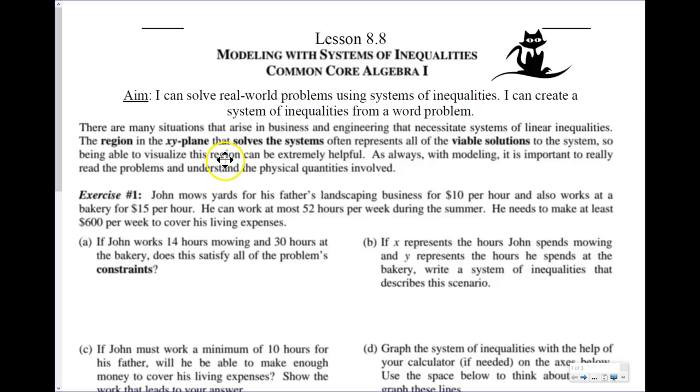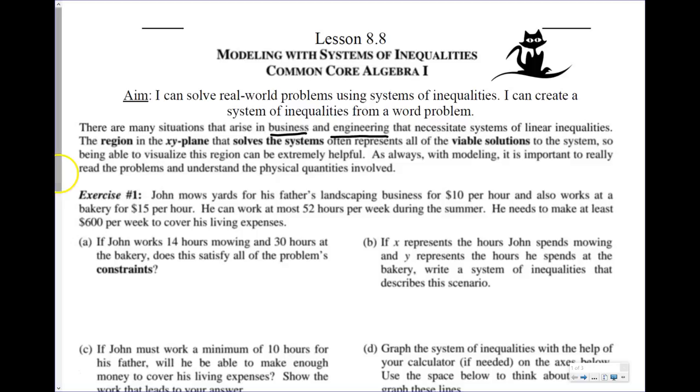There are many situations that arise in business and in engineering that necessitate systems of linear inequalities. The region in the xy plane that solves the system often represents all of the viable solutions to the system. So being able to visualize this region can be extremely helpful. As always with modeling, it's important to really read the problems and understand the physical quantities involved. So we're going to read really carefully. Let's take a look at exercise 1.